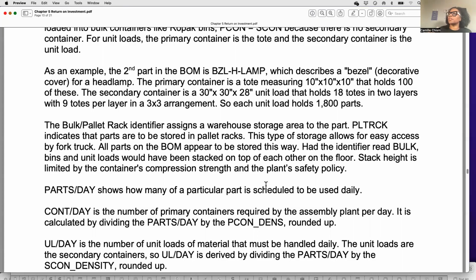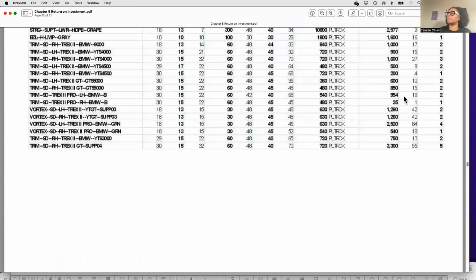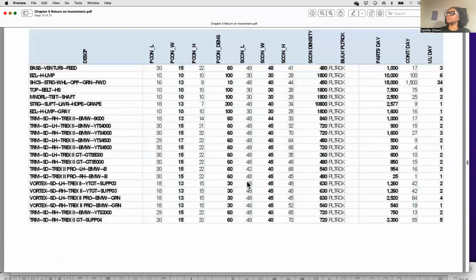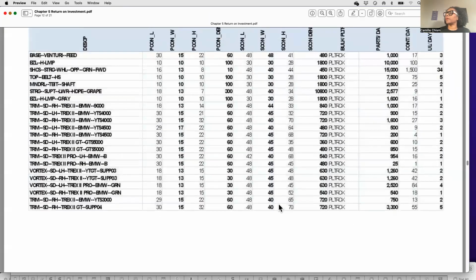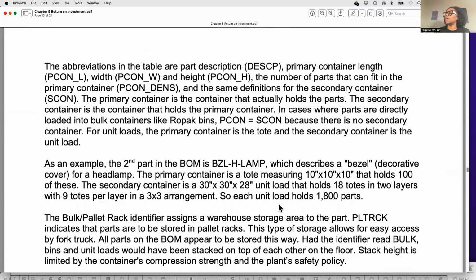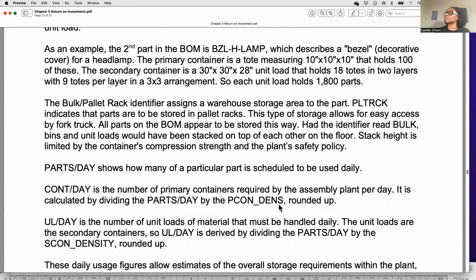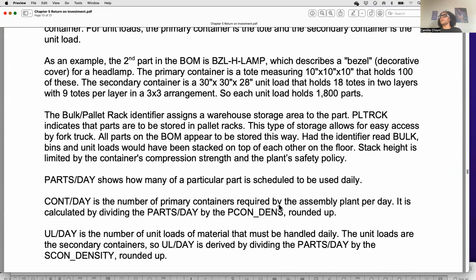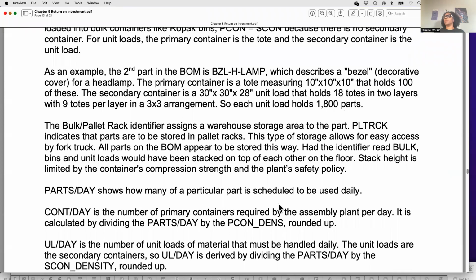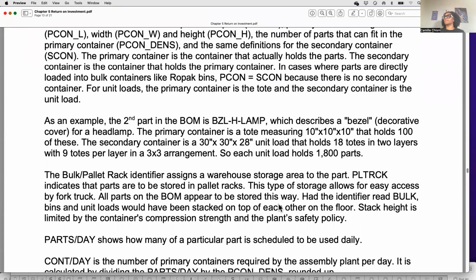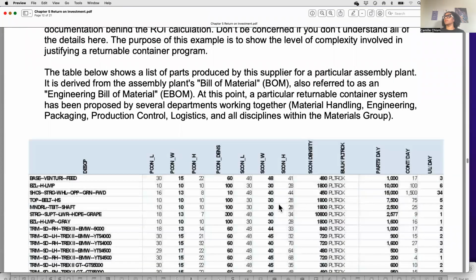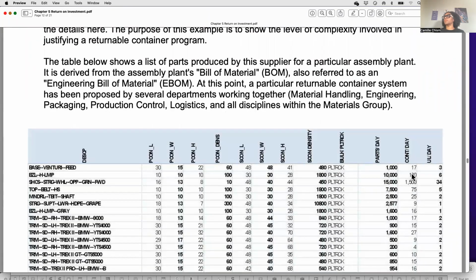Okay, parts per day, it shows how many parts are going to be used daily. So that's where I was saying, this part they're using 10,000 a day for that bezel lamp, that headlamp bezel. What else is in here? Containers per day. It's the number of primary containers you're using. So for this one, containers per day, they're using 100.